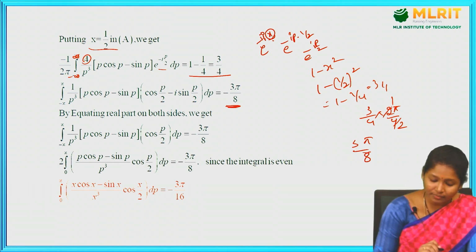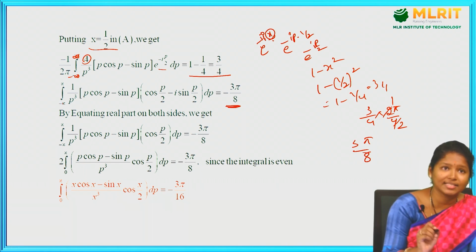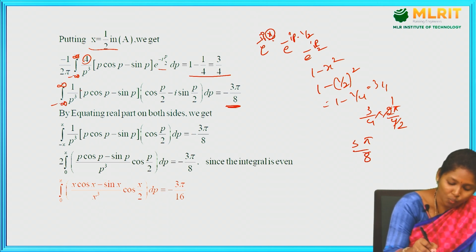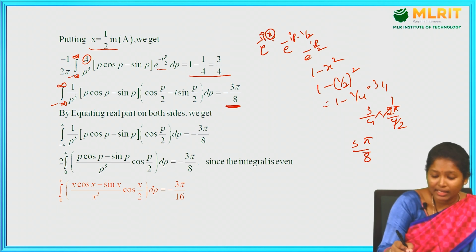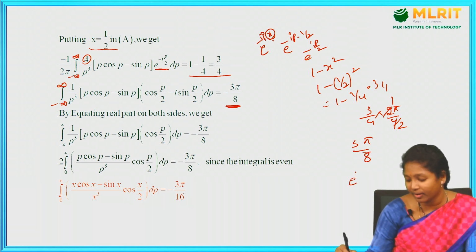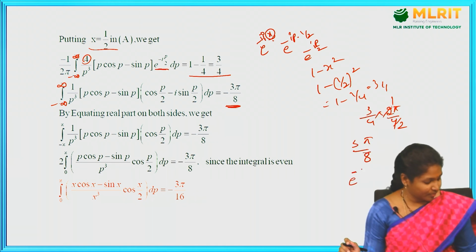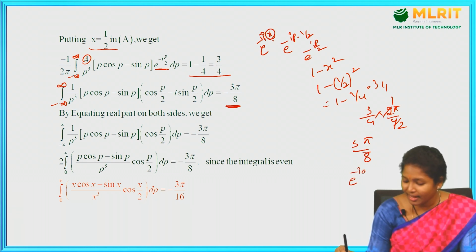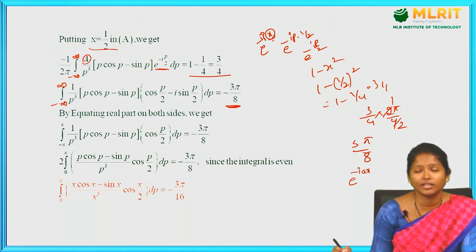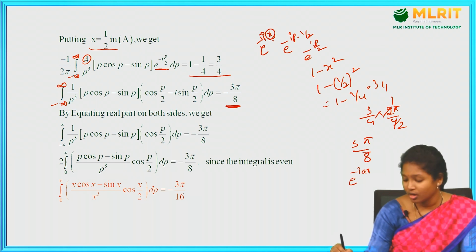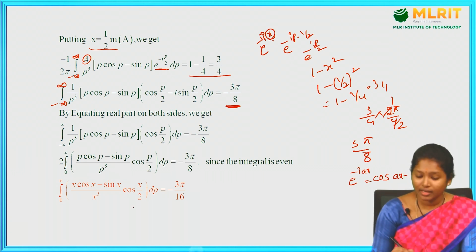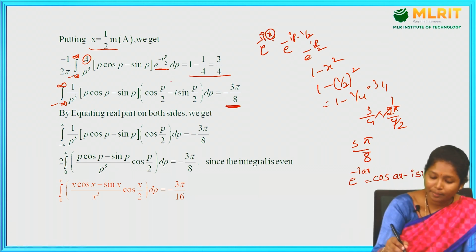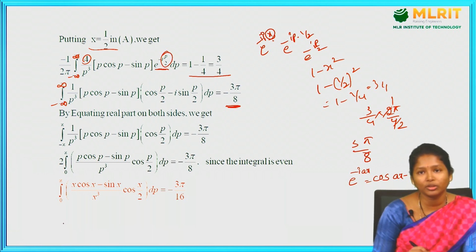So now we have the integral from minus infinity to infinity of 1 by p cube (p cos p minus sin p). This is in the form of e power minus iax, right? What is the notation of e power minus iax? Cos ax minus i sin ax. Here in the place of x, what is there? P by 2, right? So I am substituting here.